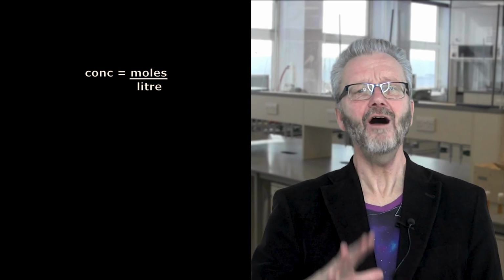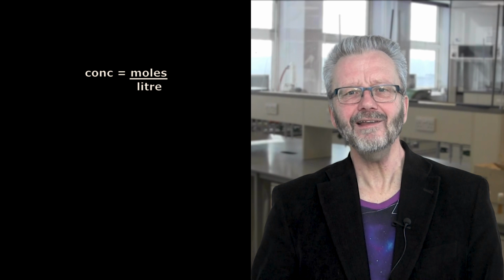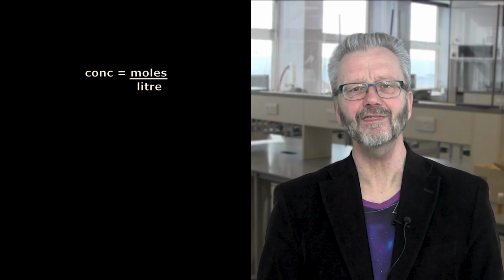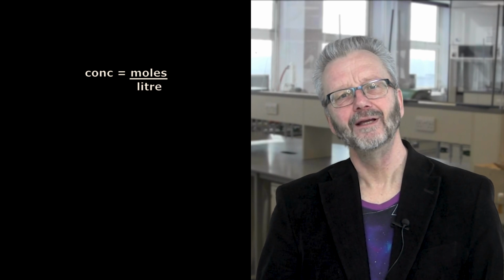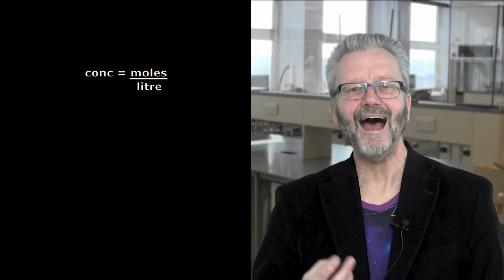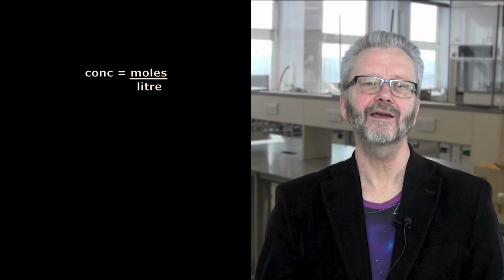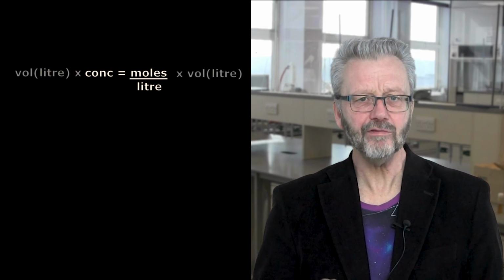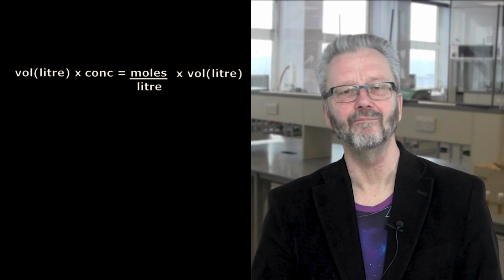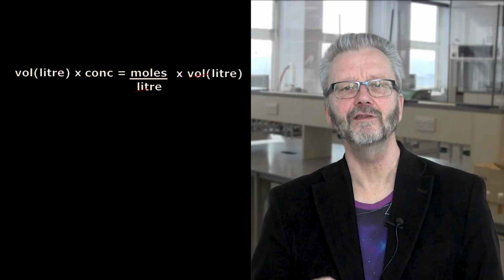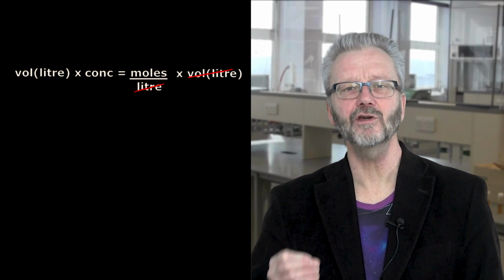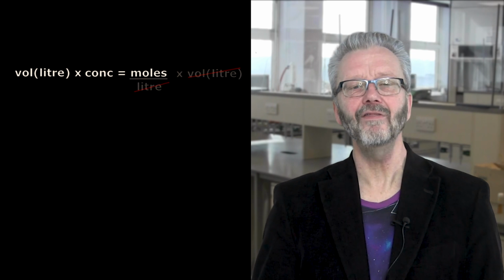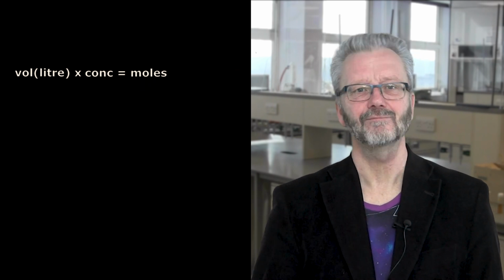In fact, this is the only equation we need. Providing we have two of the three items in this equation, we can calculate the third. For example, if we have the concentration and the volume, we can calculate the number of moles. We do this by multiplying both sides of the equation by the volume. This shows that the number of moles is equal to the concentration in moles per litre multiplied by the volume in litres.